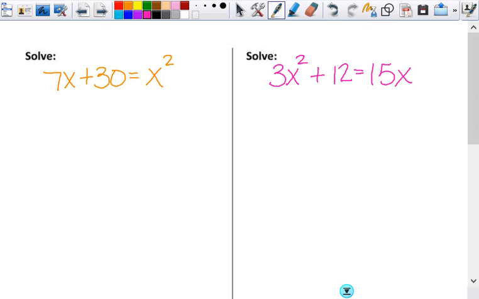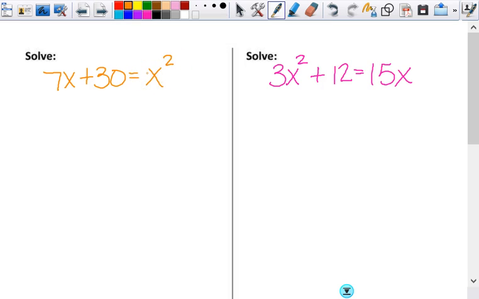Okay, so we are going to solve these two quadratics. Start with the one on the left. If I was doing this one on my own, I would move everything over to the right-hand side of the equal sign because x squared right here is positive.